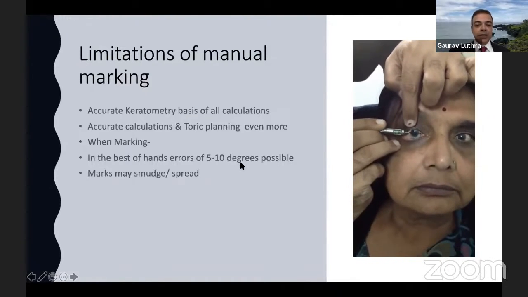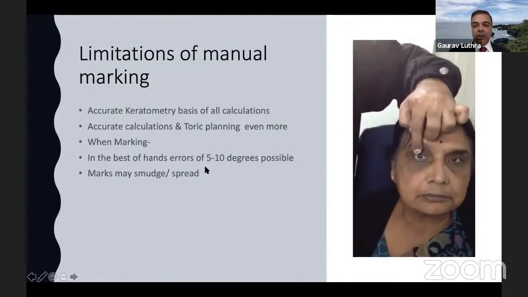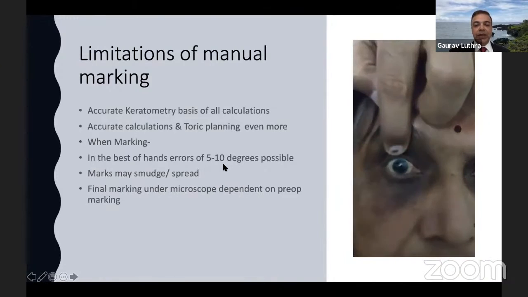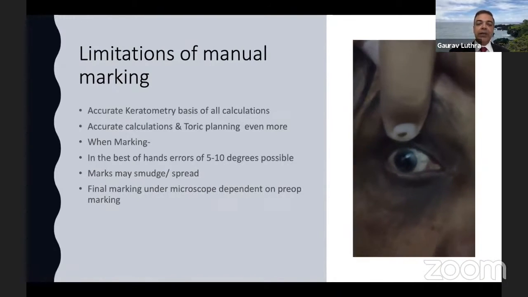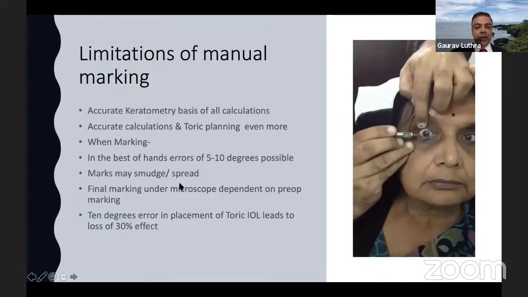And then the marks may smudge, they may spread. You may not be able to get them absolutely on axis on both the meridians, which is at the 180 and the 90. And the final marking under the microscope is totally dependent on what you've marked manually. So if you have made any errors in the marking in the OPD or just outside the OT, they will get multiplied when you transfer to the microscope, because that's what you're going to rely upon. And finally, if you have made errors at 2 or 3 points, and suppose you've made errors of just 2-3 degrees at each point, they will all get multiplied. So I think we all understand that.